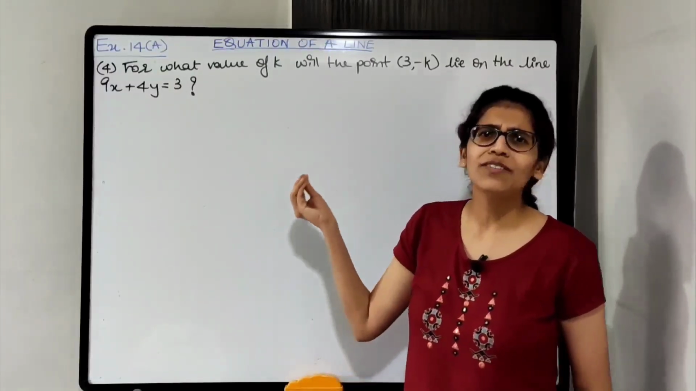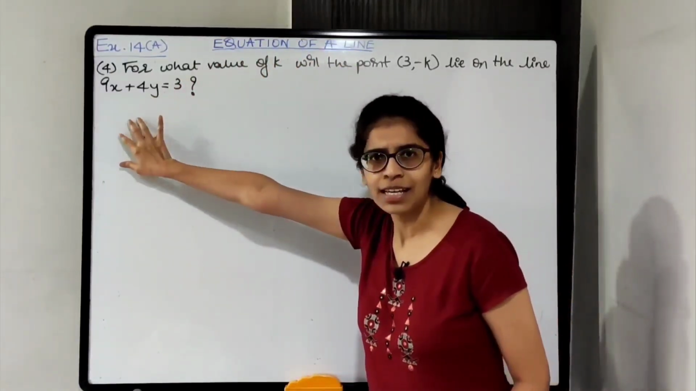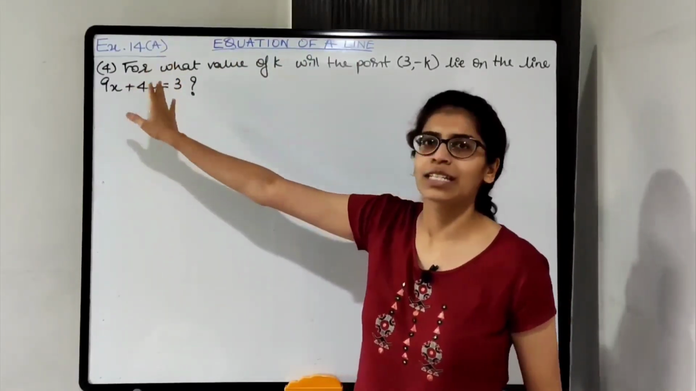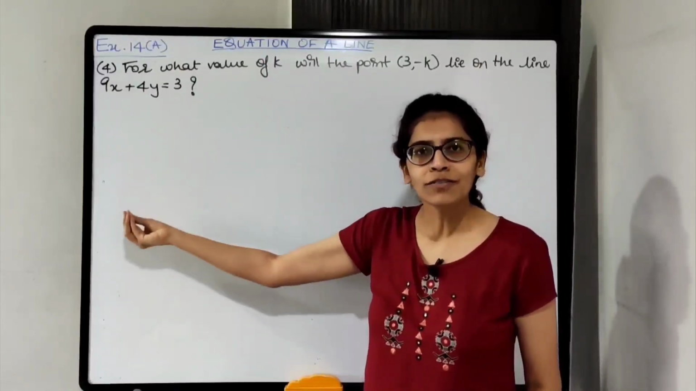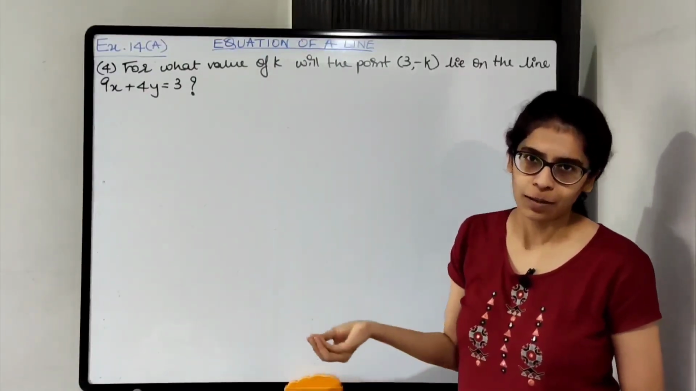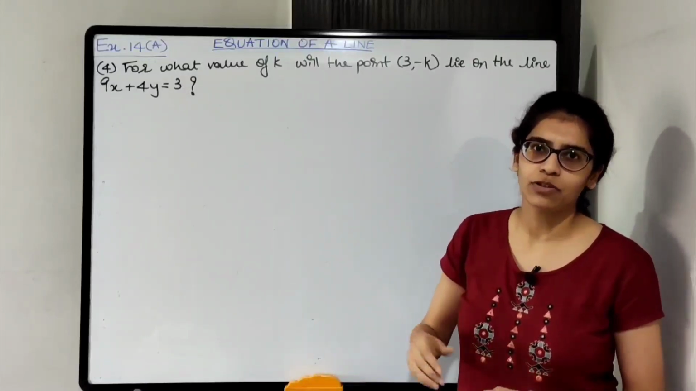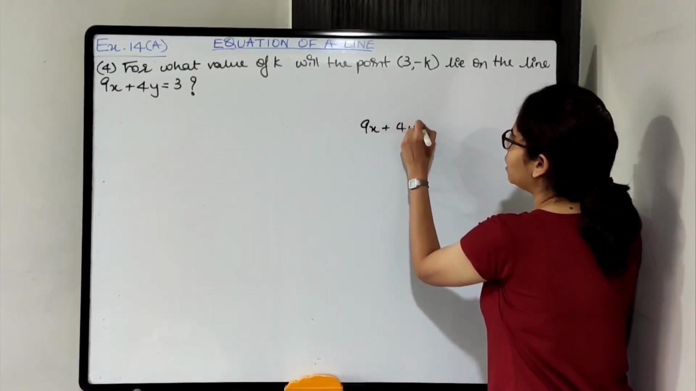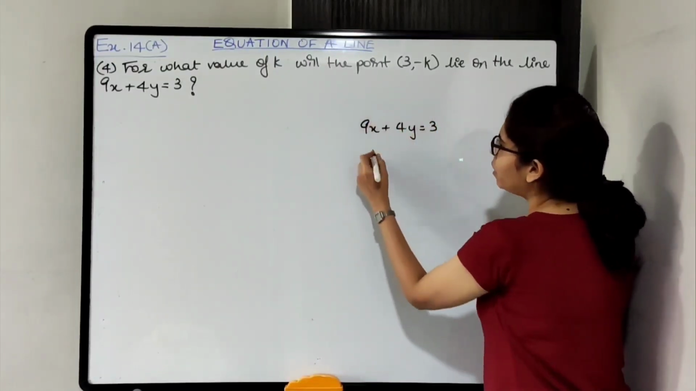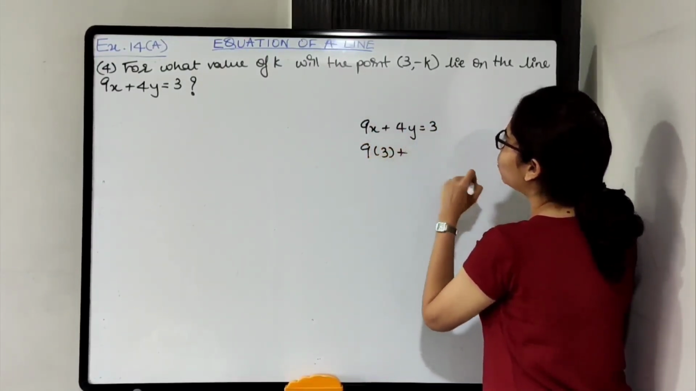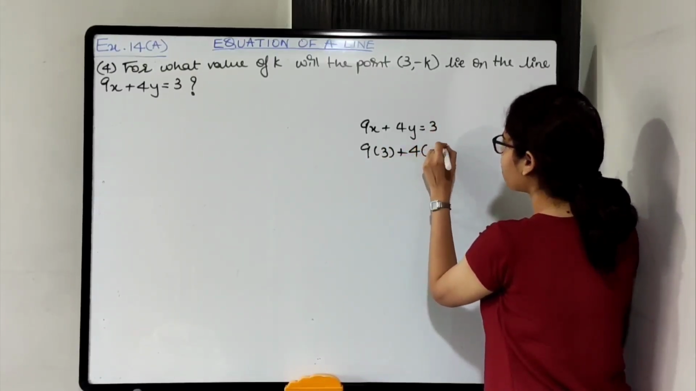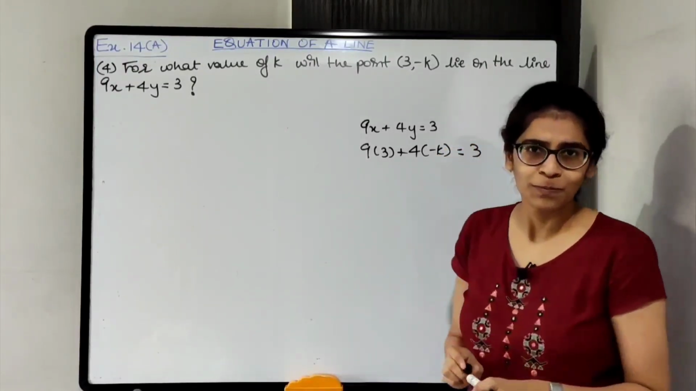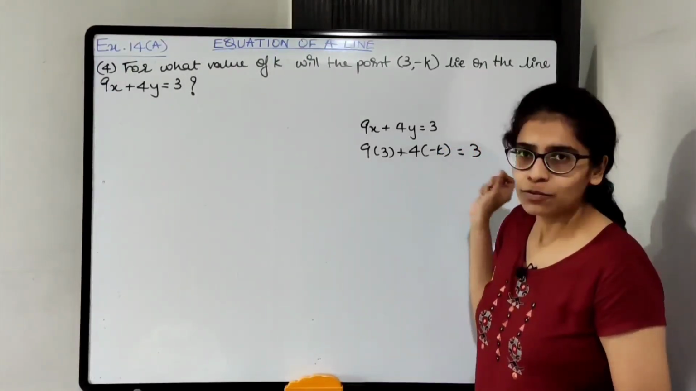So you are given that the point is lying on the line. It means it is going to satisfy the equation. So substitute the x and y coordinates' values, solve and find out the value of k. Just how we did in previous question. So you are given the equation 9x plus 4y equal to 3. X coordinate is 3 and y coordinate is minus k. And the value of k we don't know, we have to find out. So solve and find out. Okay. So we'll write down few statements first.